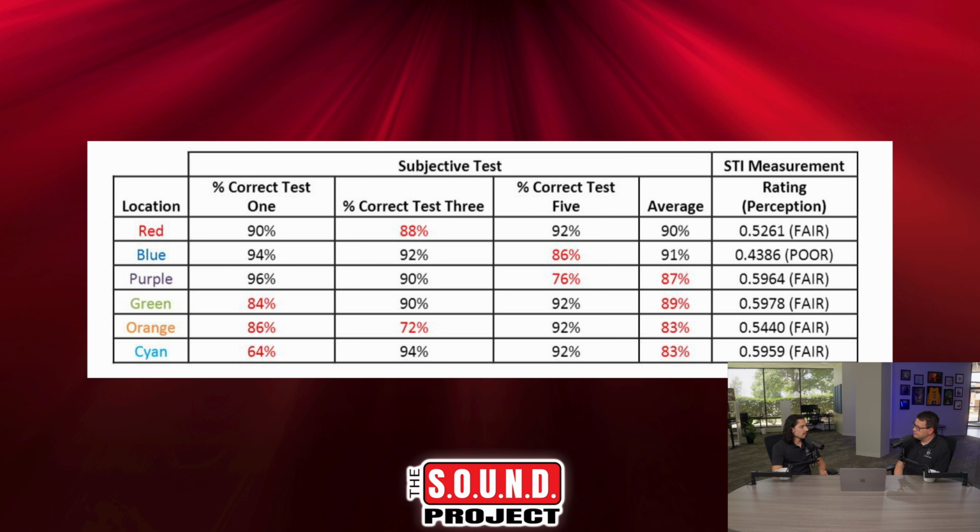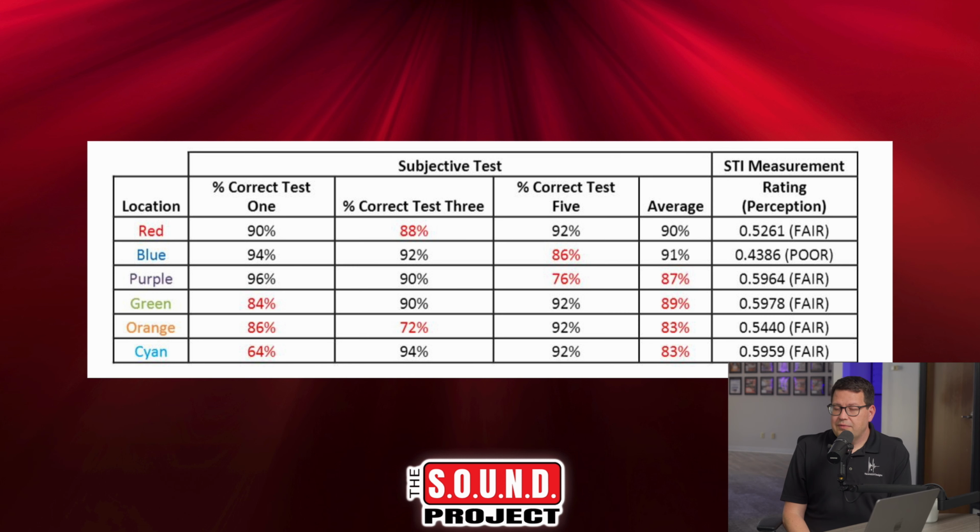Yeah. What kind of STI measurement ratings are we typically looking for? Yeah, I'd like to see them above 0.7 if we can. You never are going to get a perfect 1, but if we can get them up to 0.7, even 0.8 or 0.9, that would be ideal. Cool. Yeah.